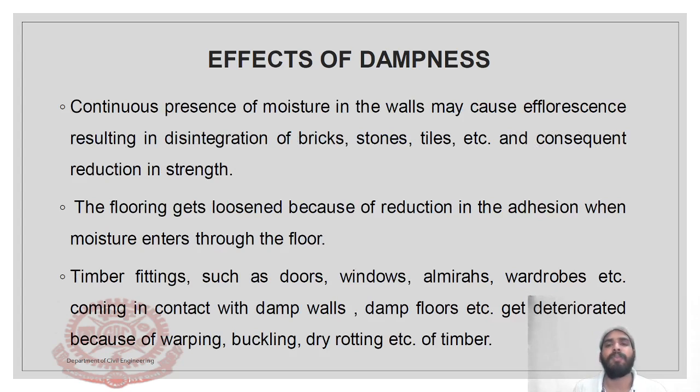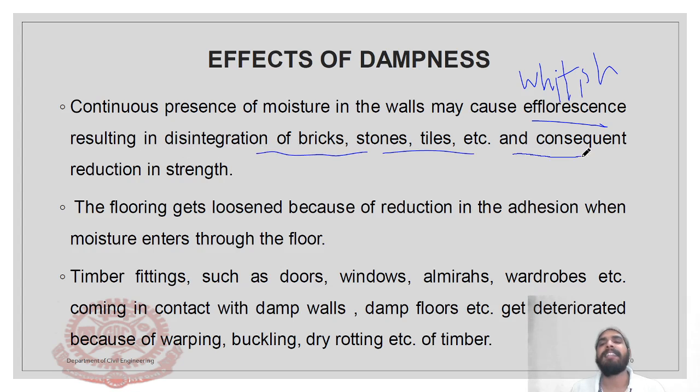Continuous presence of moisture in the walls may cause efflorescence. Efflorescence means whitish spots, resulting in disintegration of bricks, stones, tiles, etc. Whatever it may be, dampness is a prime parameter. If dampness is high, it may cause disintegration of the building materials. What are the building materials? Brick may disintegrate, stone may disintegrate, the flooring may disintegrate. Consequently the strength reduces and the durability of the building also decreases, right?